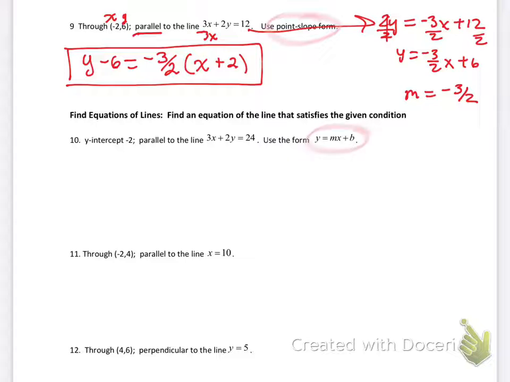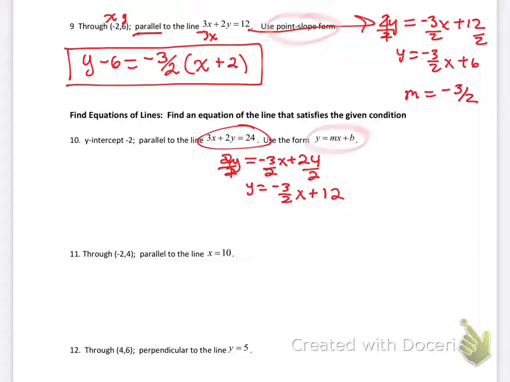Okay. Let's look at a couple more parallel and perpendicular, but when we use the form y equals mx plus b. Since they want it in slope-intercept form, let's get this equation here into slope-intercept form. So you'd have to subtract 3x from both sides, so negative 3x plus 24, and then divide by 2. So then y equals negative 3 halves x plus 12.